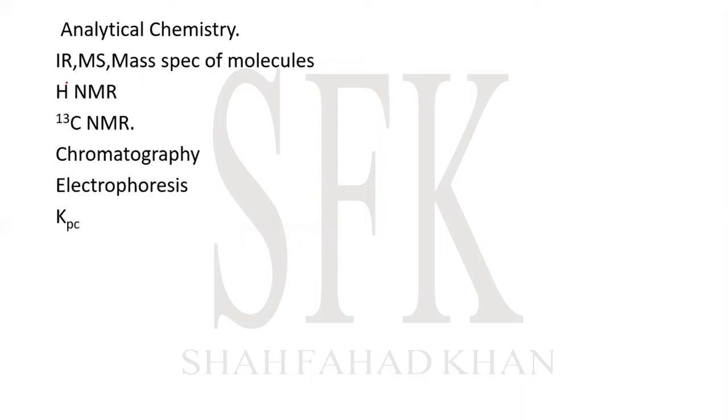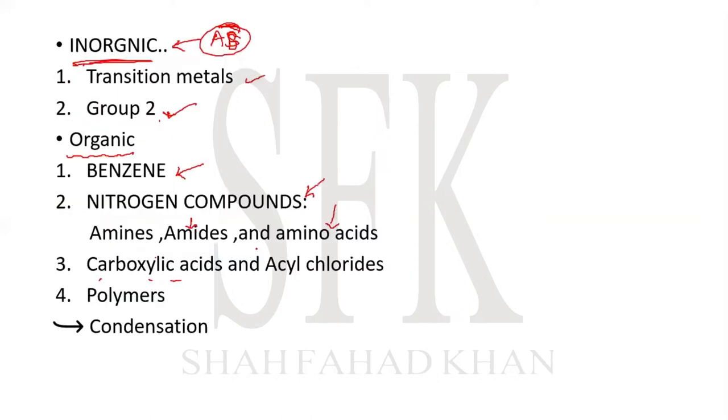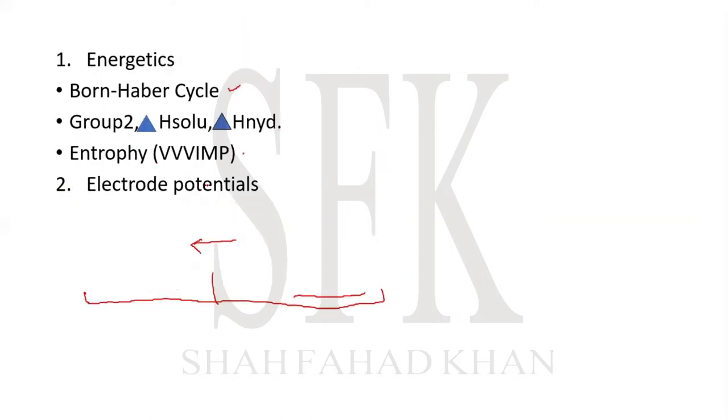Then we have analytical chemistry, in which we have infrared spectroscopy, mass spectroscopy, and then proton NMR, carbon-13 NMR, chromatography, electrophoresis, and then Kpc. Kpc is an equilibrium constant, again, which is actually used over here in separation techniques. This is also something that we are going to look at in great detail later on. So this is basically the entire syllabus of A2.